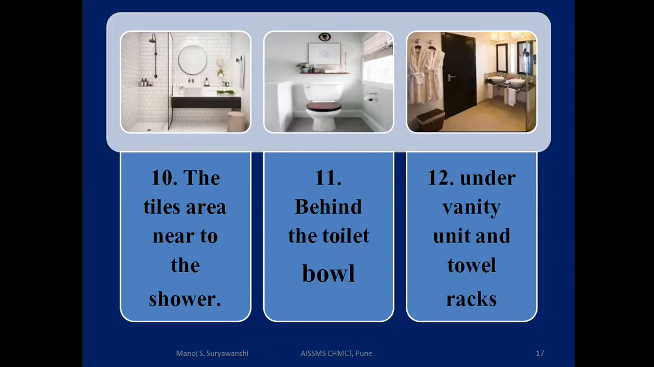Next point is called behind the toilet bowl. Ensure that the toilet bowl is clean from inside, behind it and under it, so that whenever the guest would like to use that toilet bowl, he can use it properly. And if you find any kind of stains there, then it's the duty of the guest room attendant to thoroughly clean it, to make it spotlessly clean, so guests would love to use it.